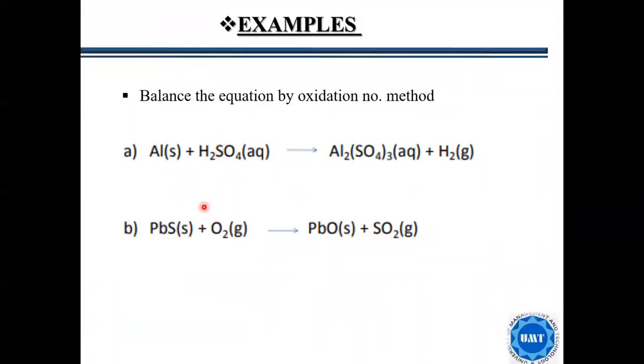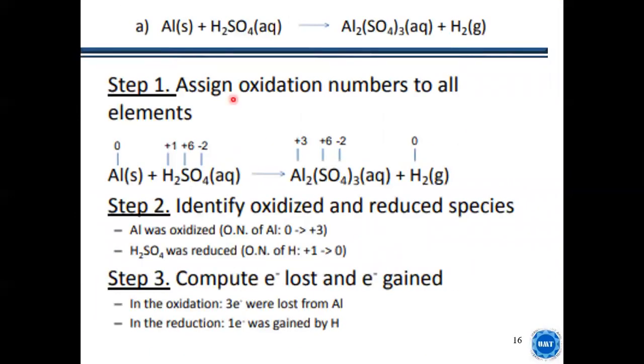These are the examples. In the first, aluminium and sulfuric acid react with each other, and aluminium sulfate and hydrogen gas are liberated. In the second, lead sulfide is oxidized, and then lead oxide and sulfur dioxide gas are liberated. So this is the first reaction, and we solve it by the oxidation number method.